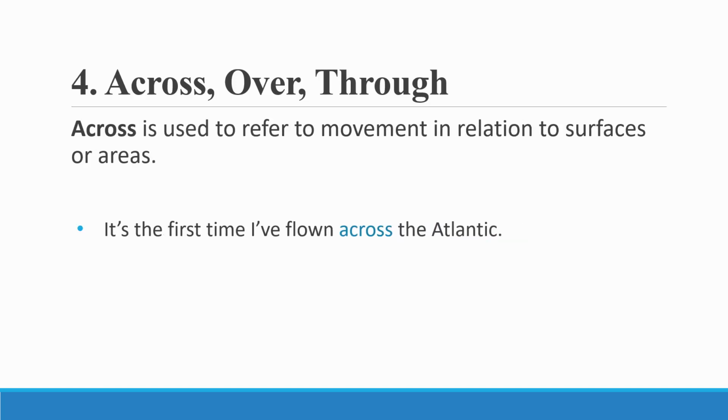Across is usually used to refer to movement in relation to places which can be thought of as two-dimensional, such as surfaces or areas. For example, it is the first time I've flown across the Atlantic. Here's the surface. The Atlantic here is the surface where the movement is happening across it.